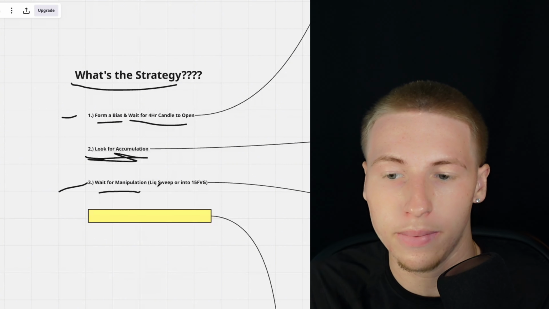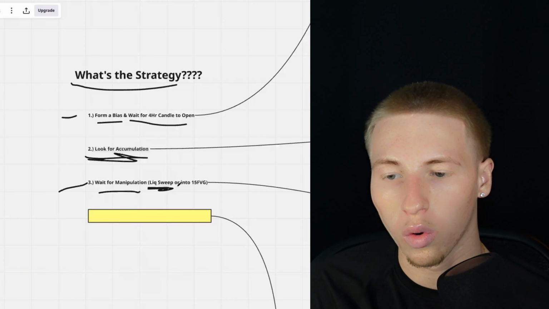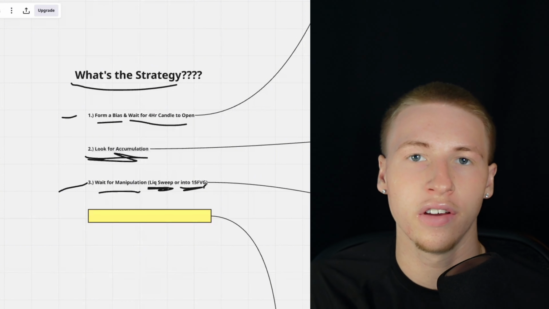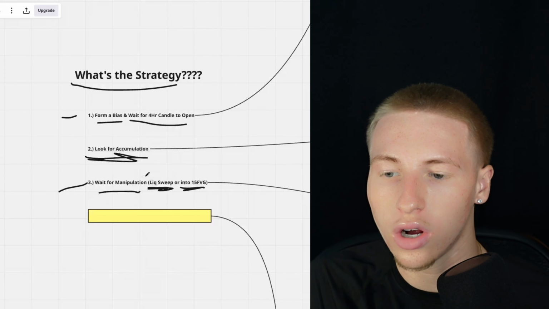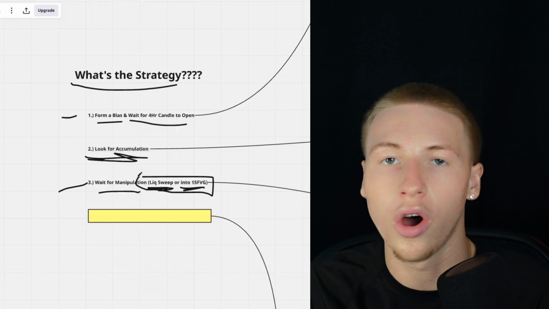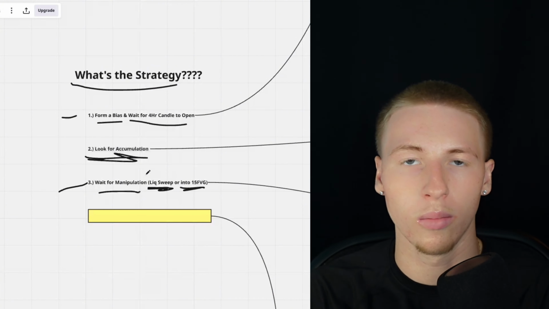And we want this manipulation to either be some sort of lower time frame liquidity sweep, or we want to see it manipulate into a 15-minute fair value gap. And this is why it's so effective, because you pretty much get two outcomes that you need to look for. You need to look for one of these two, and if they're not there, then it's not there. But one of these two is there almost every single time.